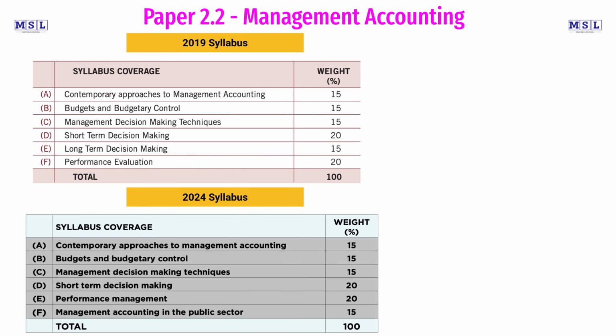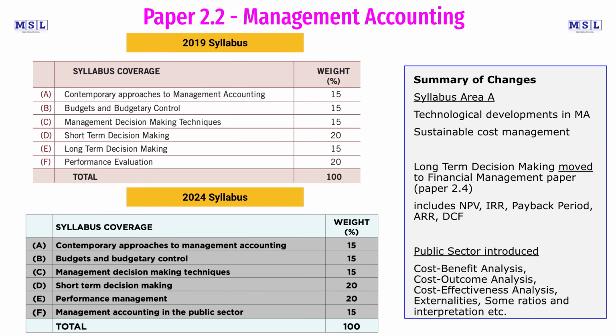Management accounting has seen some changes. Syllabus area A on the contemporary approaches to management accounting has included technological development in management accounting as well as sustainable cost management, right? We've also seen a topic, this is very important, long-term decision making. It used to be in the syllabus for 15 marks. It has left the syllabus entirely.